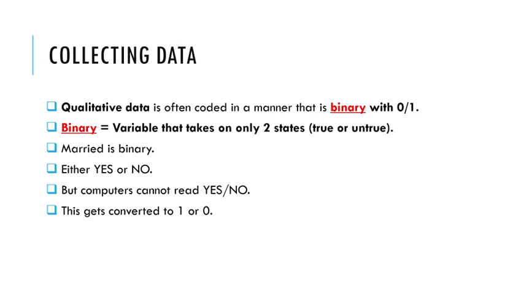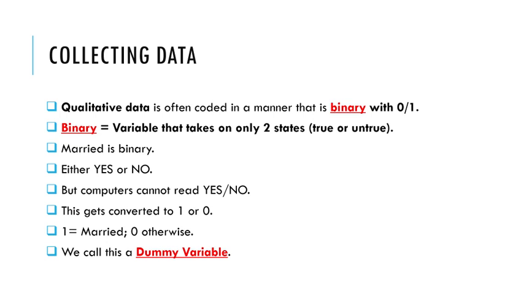So I'm going to take my binary variable and convert it to this numerical 0-1 binary output. And in this case, it'd be very easy. 1 equals married, 0 otherwise. So 1 basically is our true state of the world. Are you married? Yes. Okay, you get a 1. Are you married? No. All right, you get a 0. And so we call this a dummy variable. So the idea of taking this qualitative data, converting it into zeros and ones, that's called a dummy variable.